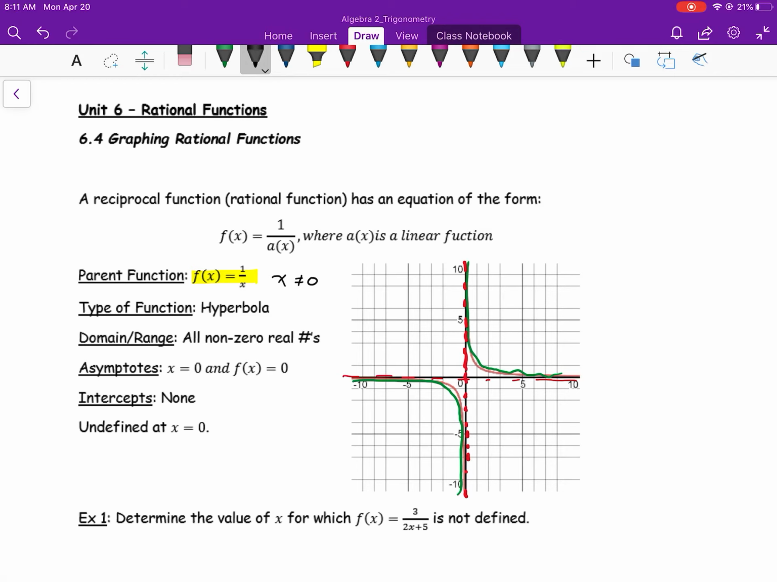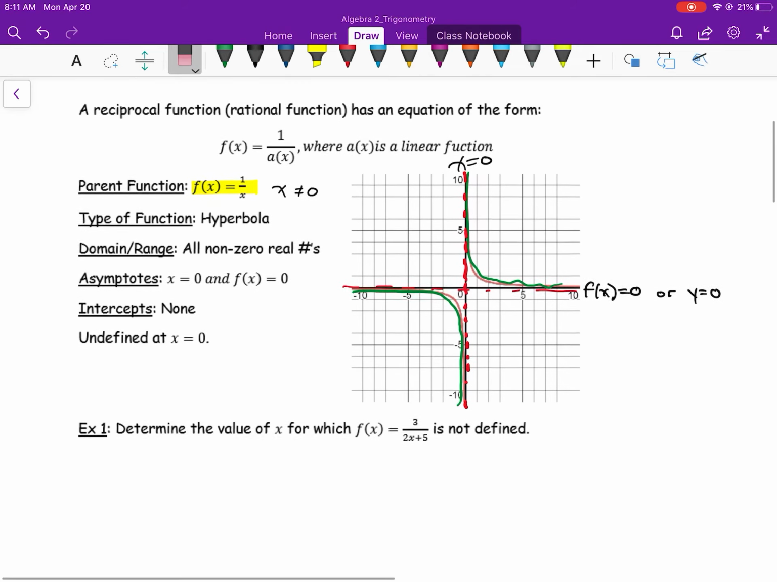Our asymptotes are x equals 0, which is this line right. Oh, sorry, I'm incorrect, it's a vertical line. x equals 0 is our vertical asymptote. The horizontal asymptote is f of x equals 0, or y equals 0, same thing. There are no x-intercepts, and this graph is undefined at 0, as I said, from our restriction. So this is what the graphs will look like.